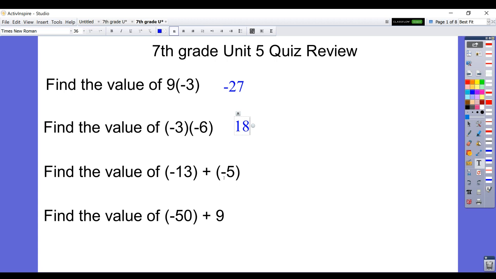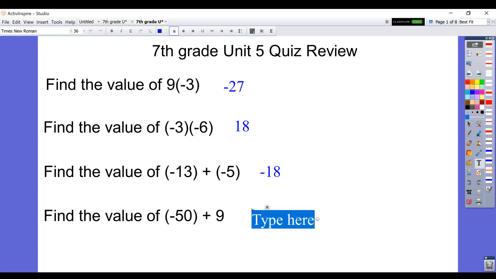The next one is addition. So if you have -13 and you're adding -5 to it, again, you can think of it as 13 negative integer tiles, adding 5 more negative integer tiles, or you could think of it as starting at -13 on a number line, going back 5 units to the left. Either way, you end up at -18.